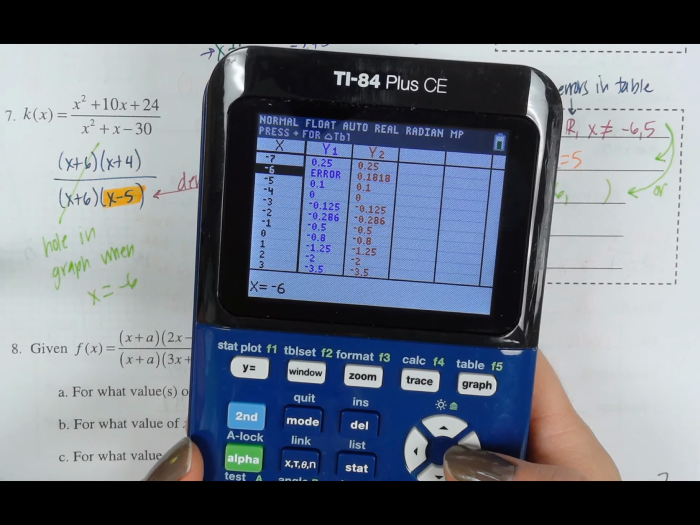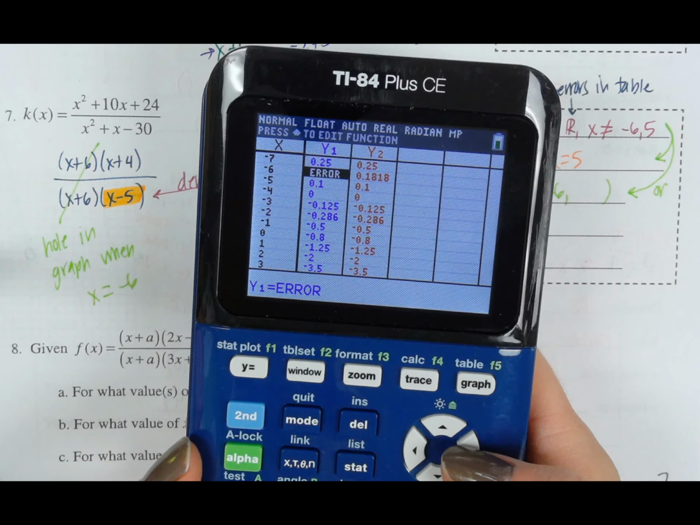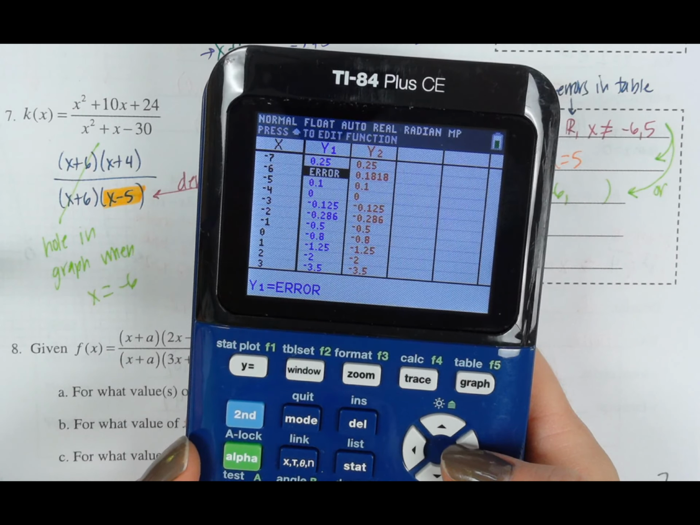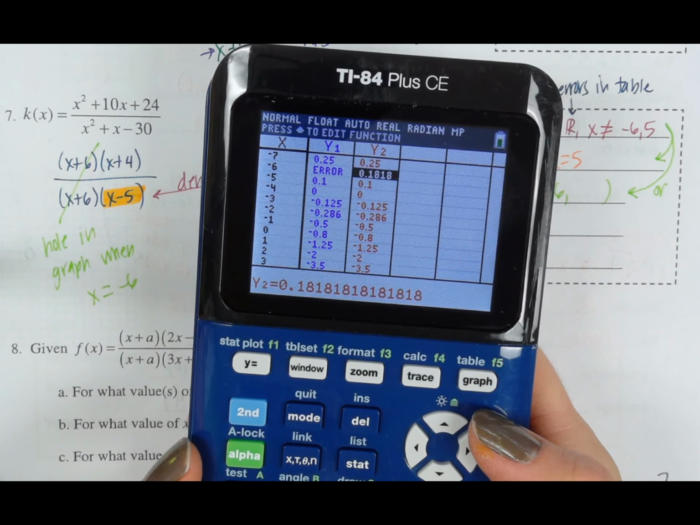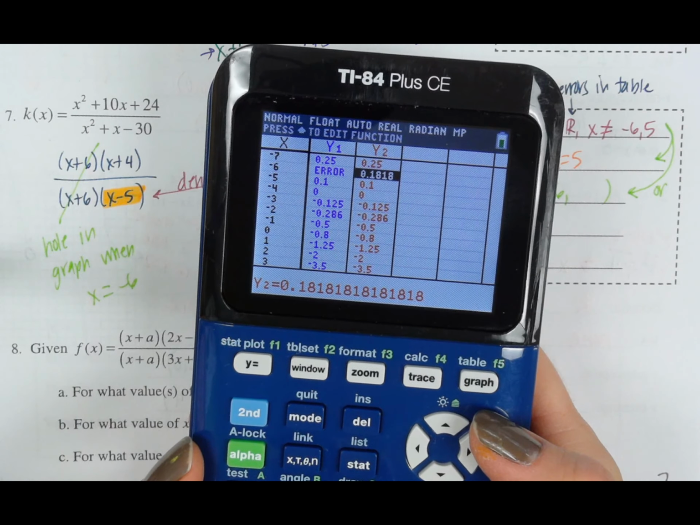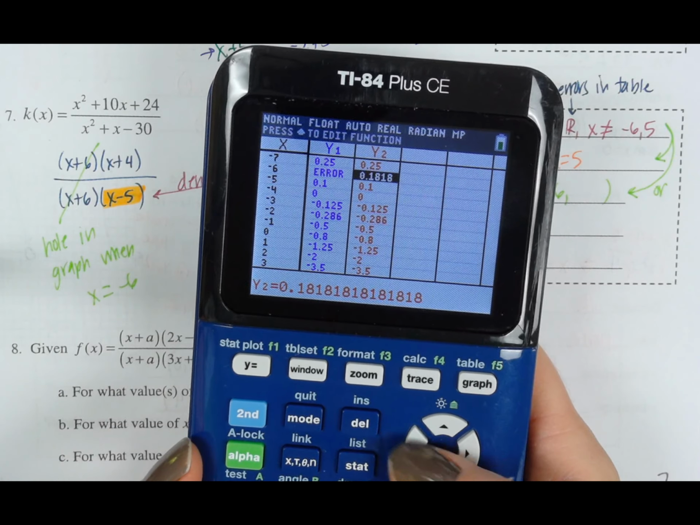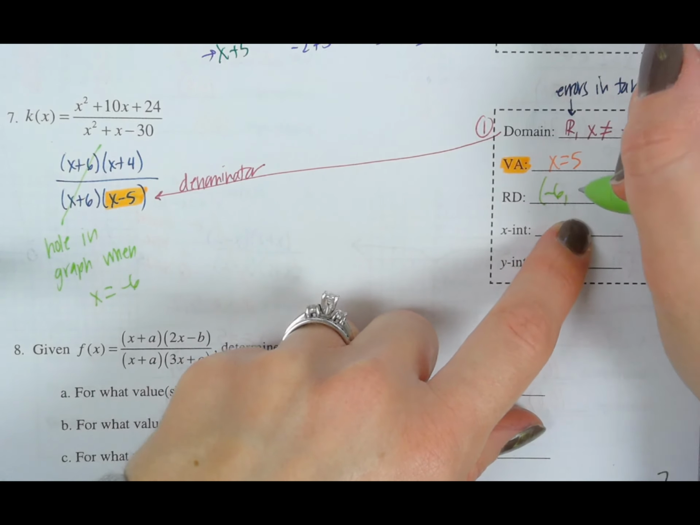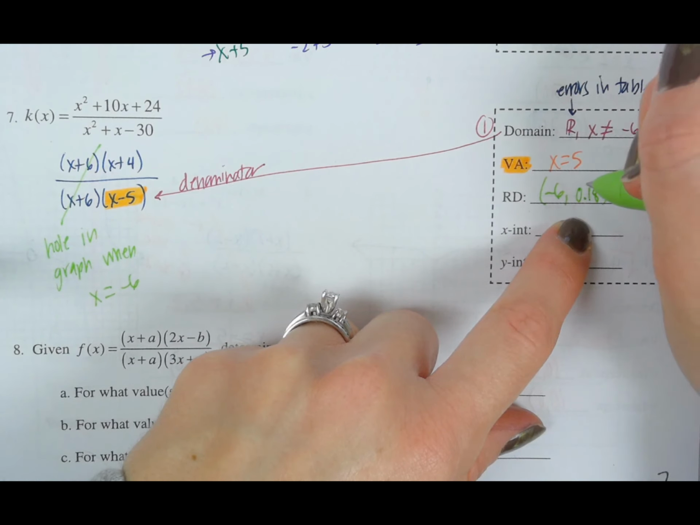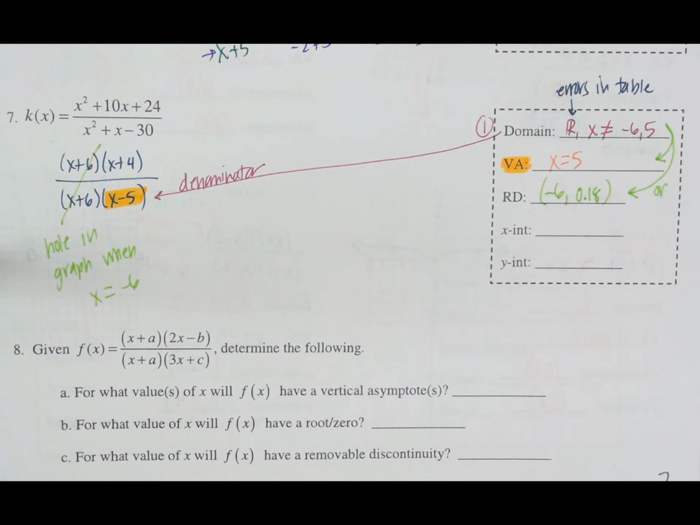Then if you go into your table, -6 is where we said the hole was. There's still an error in that first column, so that's that original equation with that x plus 6 still in there. But that 0.18, that's that new equation without the hole. That 0.18 is your y-coordinate there. So I'm going to write that down here. I'm just going to round it to 2 decimal places, that's fine.